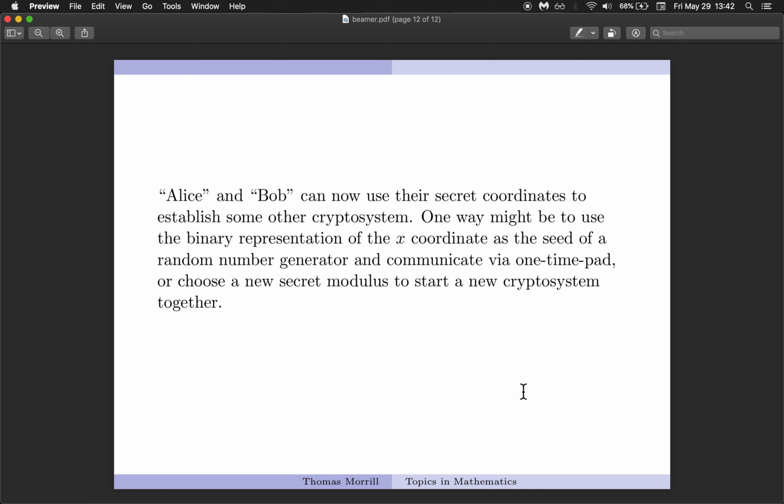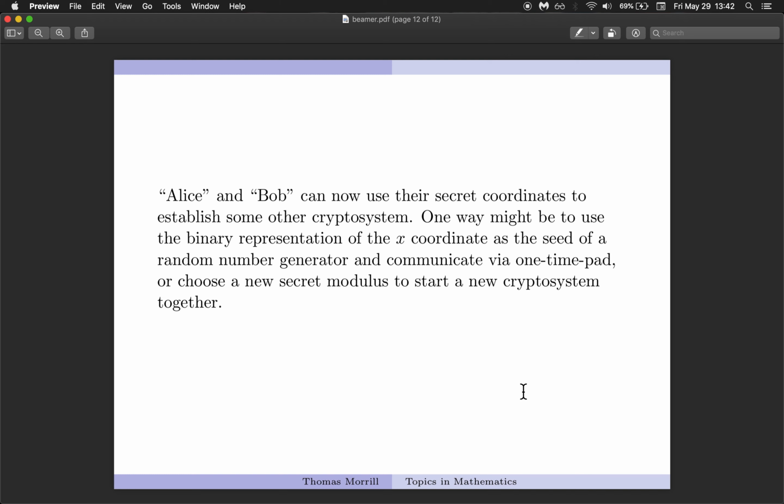So one thing you could do is you could use the X coordinate maybe as the seed for a random number generator, and then both Alice and Bob would have the same random bit stream because they start their random number generator in the same place, and they could talk to each other using, say, one-time pads. They could also do something like that to decide on another crypto system to use.